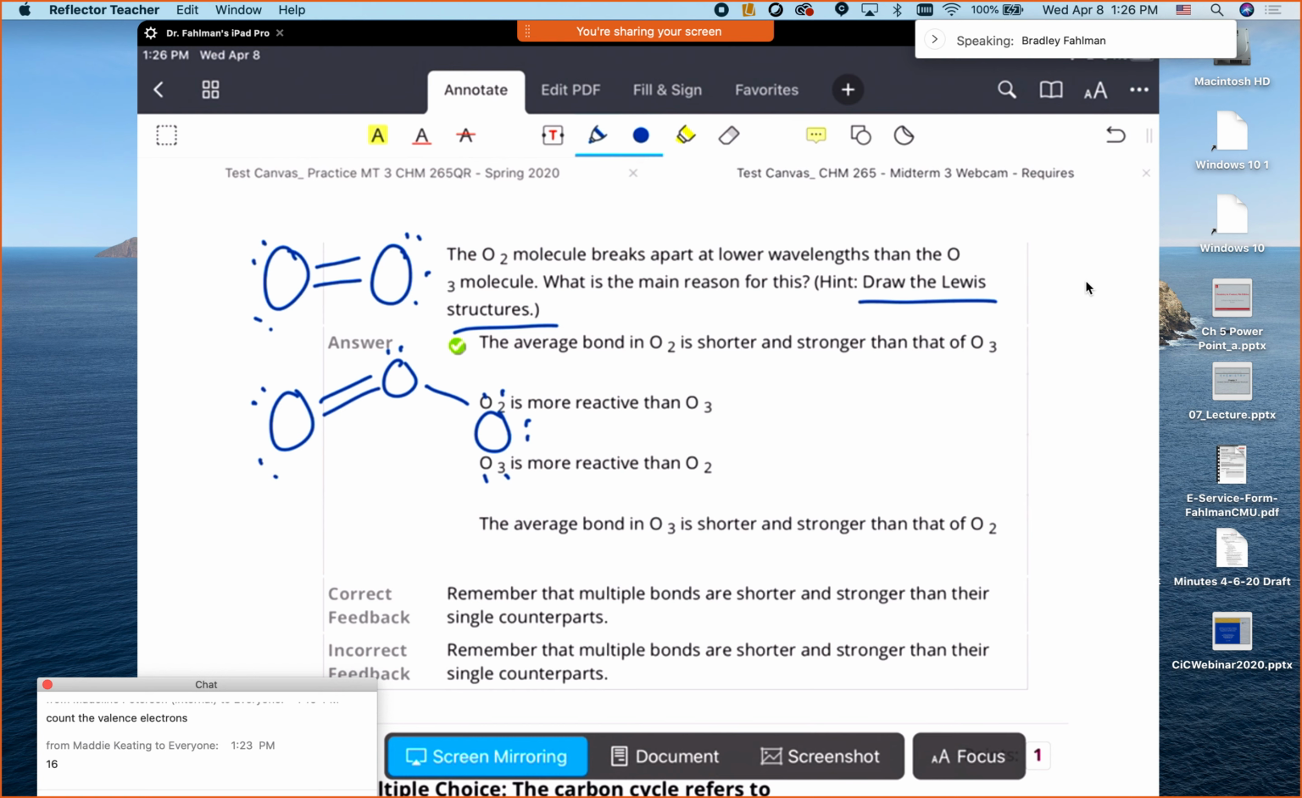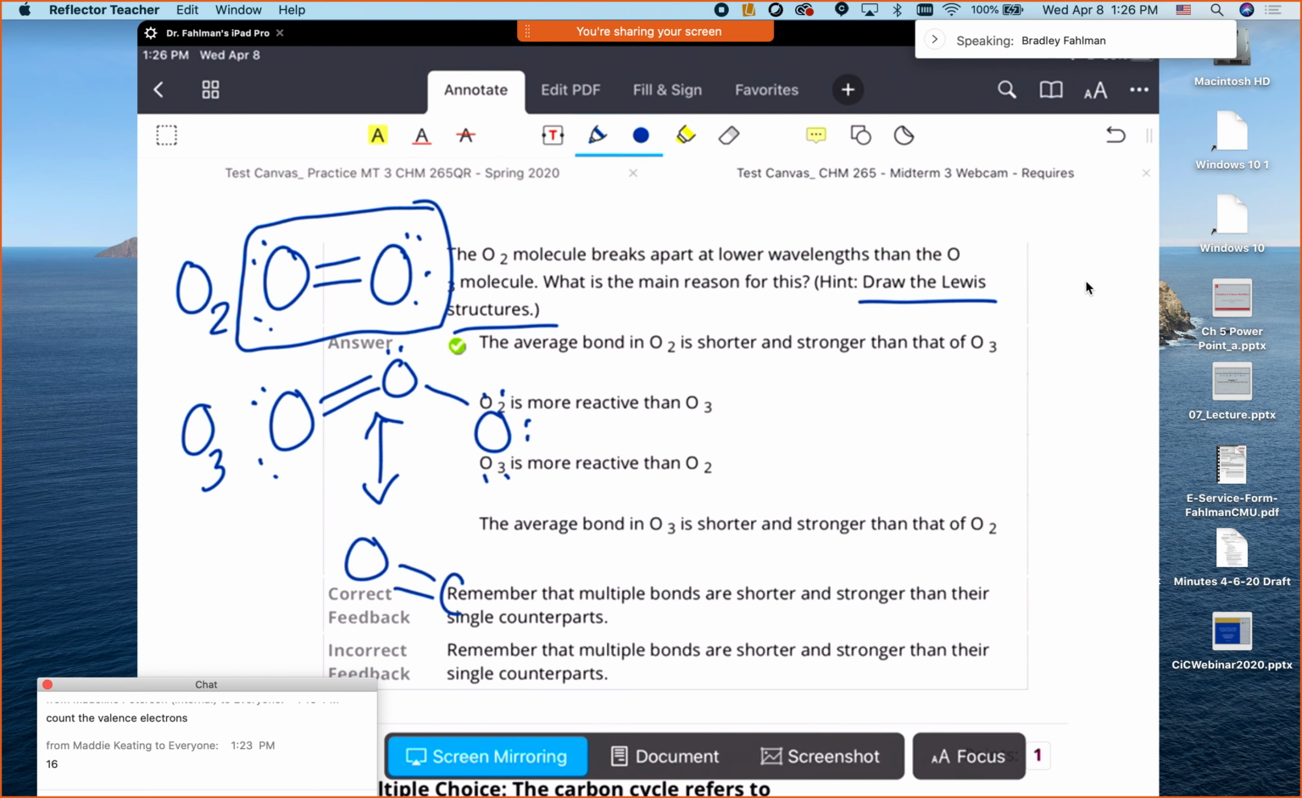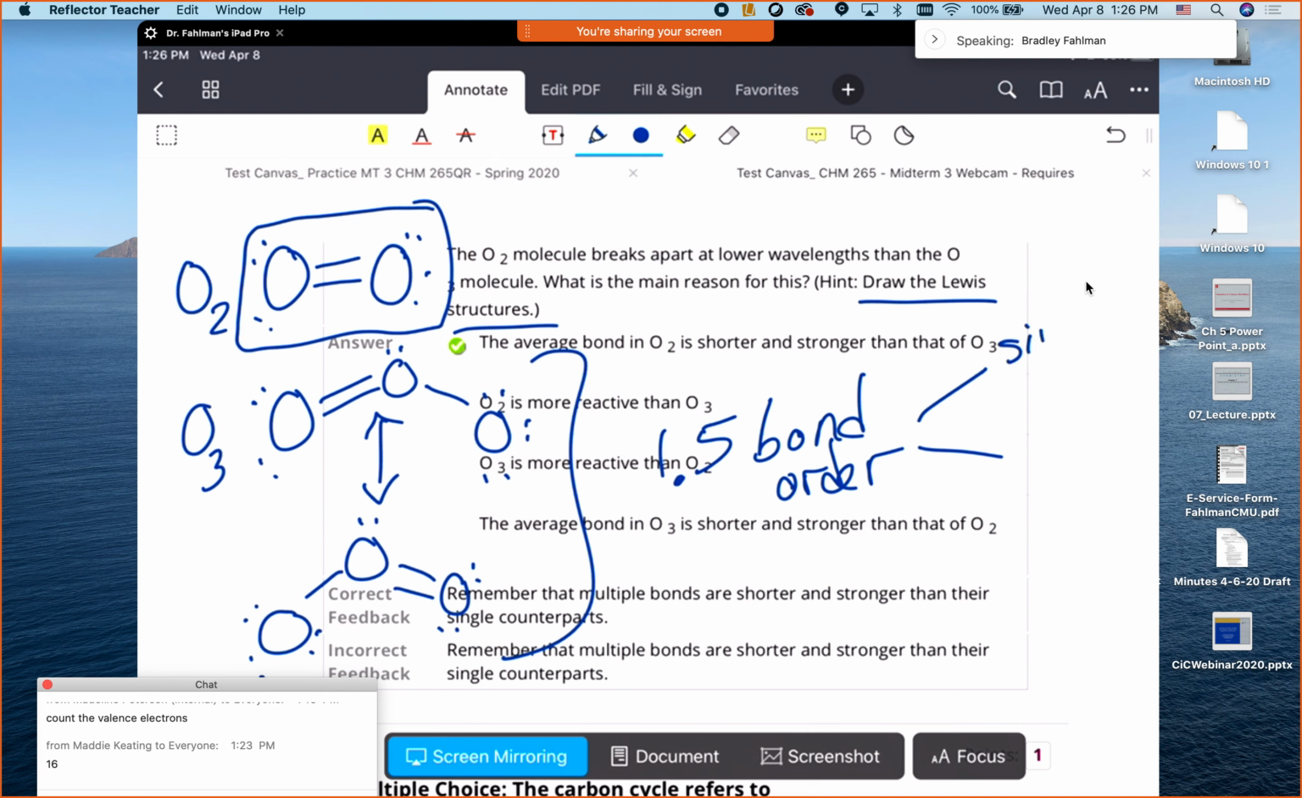Okay, so those are the 2 Lewis structures for ozone versus oxygen. What you can see is that you've got a double bond in oxygen versus this. Remember, it's a resonance form, so you could say this, with all these dots here. So it's kind of between like a 1.5 bond order, or between a single and a double.